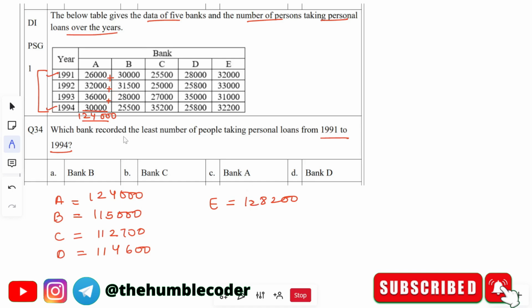Now what is asked is the least number of people. So out of these, we have to tell which is the least. You have to check one by one, and you will find that C has the least number of people that have taken a loan from the bank from year 1991 to 1994. That is why the correct answer for this question is option B, that is bank C.